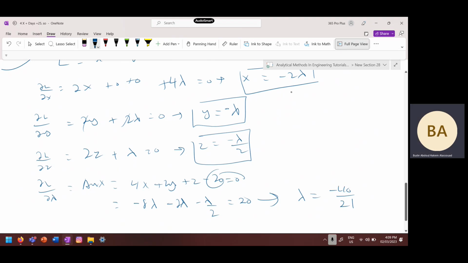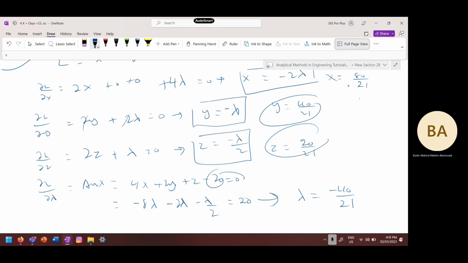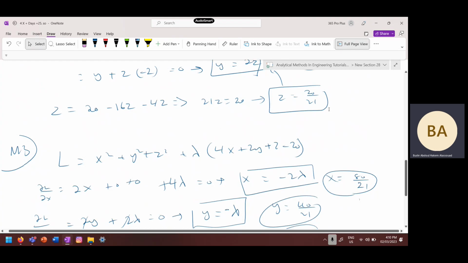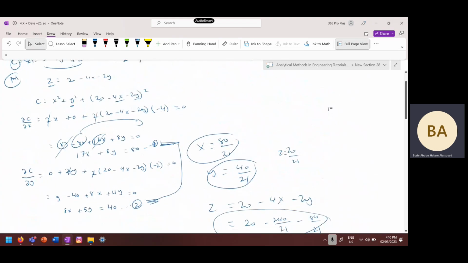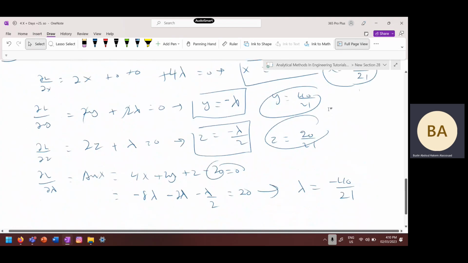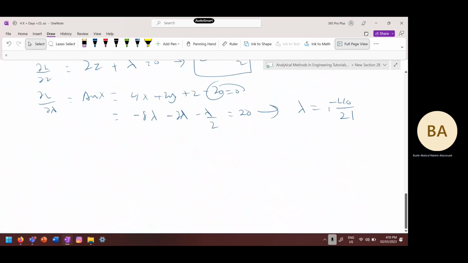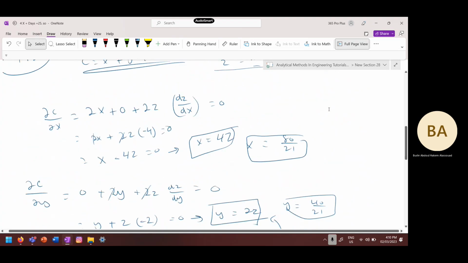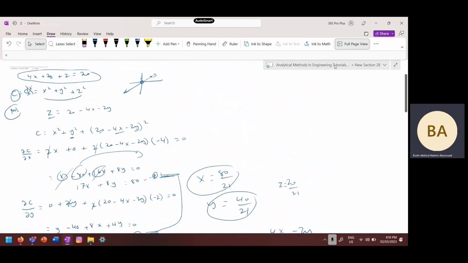Okay, now substitute this back here. So you'll have y is equal to 40 over 21. z is equal to 20 over 21. And x is equal to 80 over 21. You can compare these new values with the previous values that you found in the implicit and the substitution methods, and you can see that they are all the same. So that's it for optimization. I think that's it. All right, the tutorial just ended.